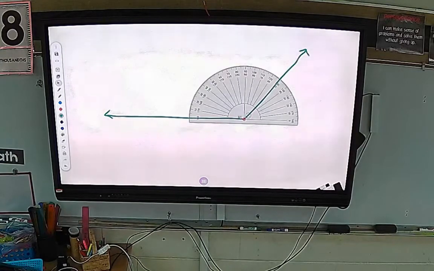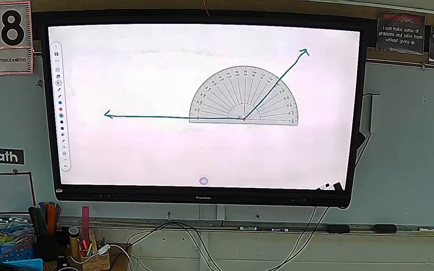Okay. All right, look at the next one. Charlotte, what did you get for the next one? 165. Anybody else get 165? Okay, look at the size of the angle. Can it be 165? Okay, look at the size of this angle right here. Is it going to be 165?